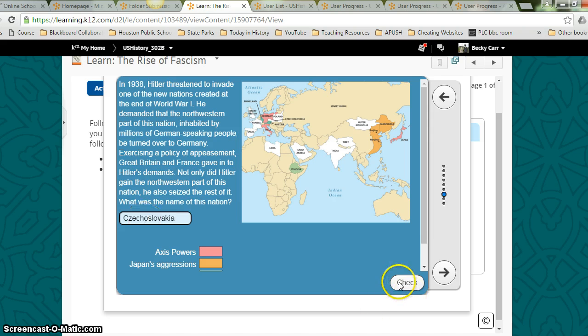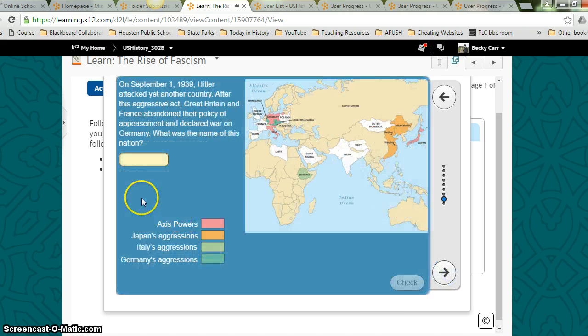Slovakia. Yes. On September 1st, 1939, Hitler attacked yet another country. After this aggressive act, Great Britain and France abandoned their policy of appeasement and declared war on Germany. The name of this nation was Poland.